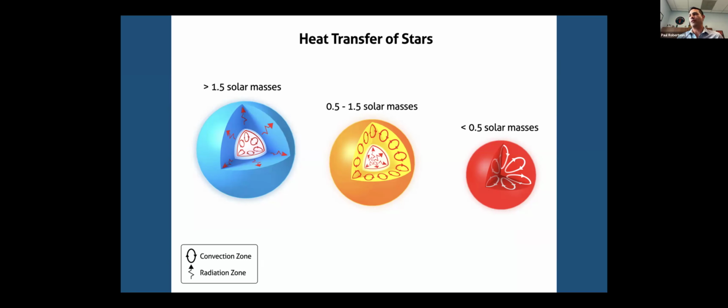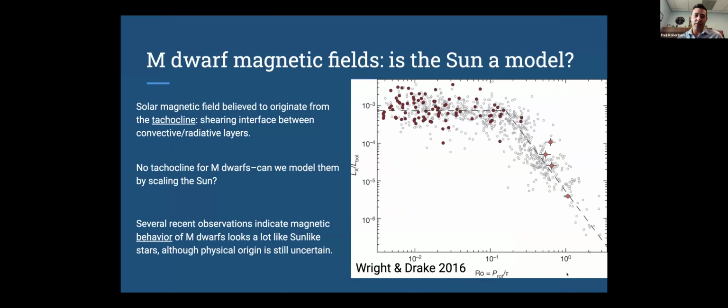And so there are changes that come into place when a star becomes fully convective, namely that you don't have the boundary between radiative and convective layers, which is known as the tachocline. And this has been theorized to be the origin, the dynamo that drives the global magnetic field on the sun. And so if that isn't present for M dwarfs, then it's not obvious that the stellar variability will originate from the same mechanisms or behave in the same way.